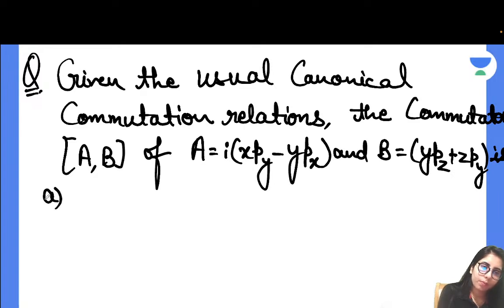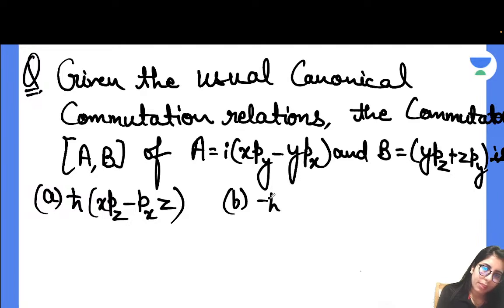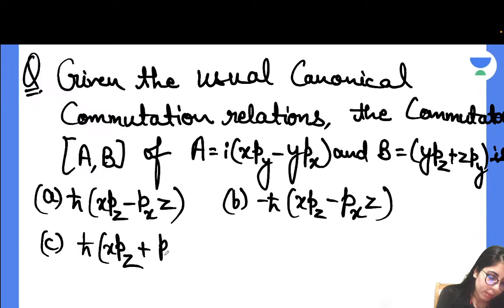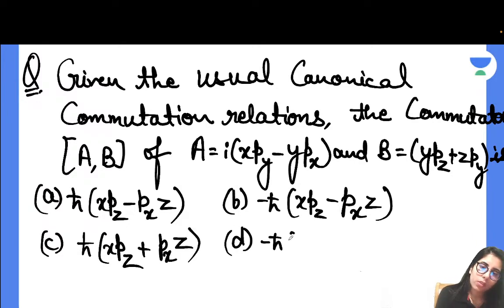Options are: A, h cut (x p_z minus p_x z); B, minus h cut (x p_z minus p_x z); option C is h cut (x p_z plus p_x z); and minus h squared (x p_z plus p_x z).